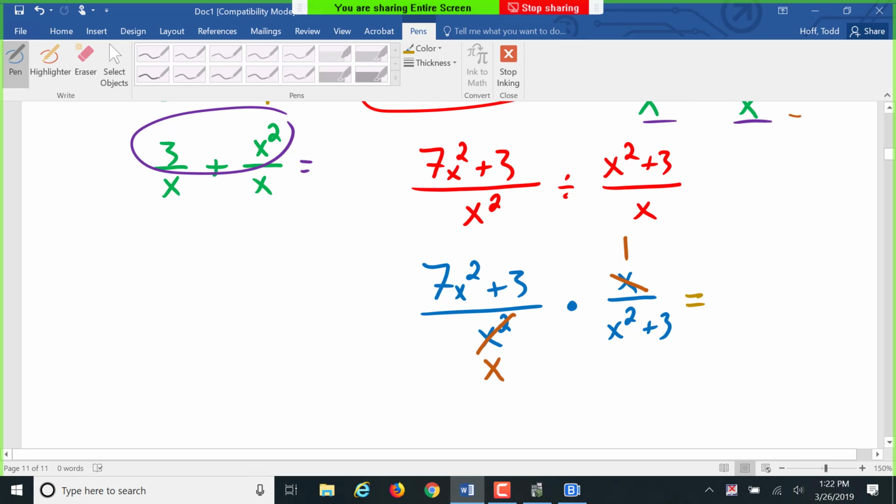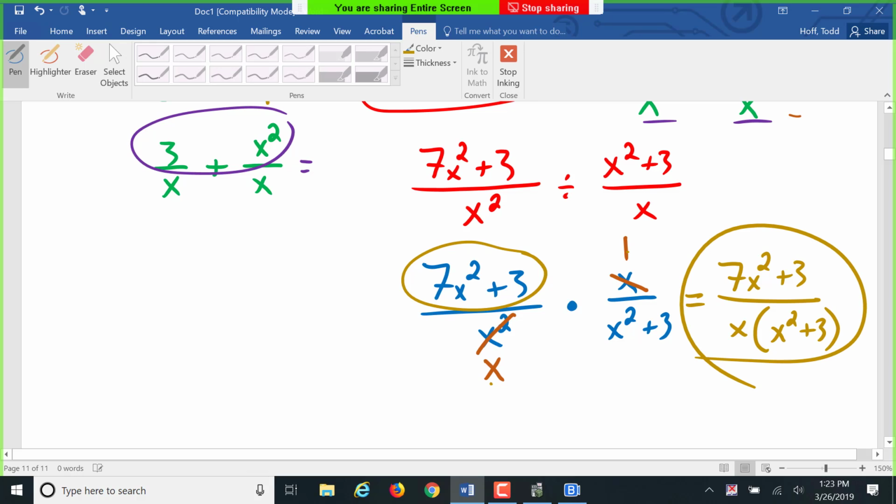So we're going to multiply out what we got. 7x squared plus 3 times 1 is 7x squared plus 3. On bottom, we have x times x squared plus 3. Like I said, on a test, I'm okay with you leaving it like that. If you multiplied it out to make x cubed plus 3x, I'm good with that too.